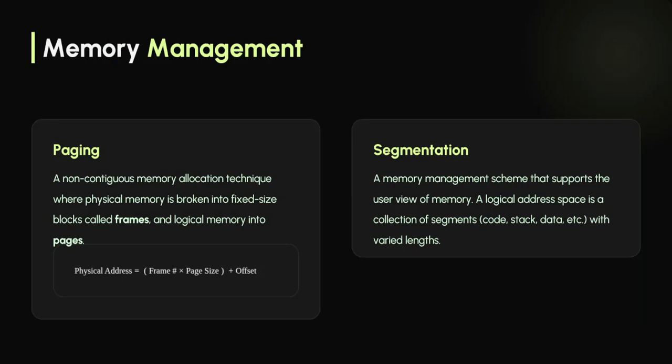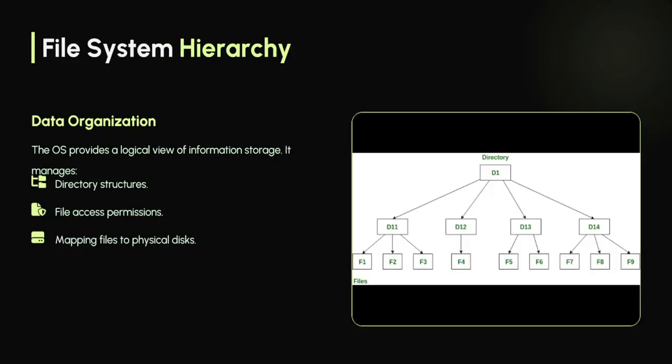In memory management, there are two techniques, paging and segmentation. Paging is a non-continuous memory allocation technique where physical memory is broken into fixed size blocks called frames and logical memory into pages. Segmentation is a memory management scheme that supports a user view of memory. A logical address space is a collection of segments like code, stack, data, etc. with varied lengths. This is also another chapter in your operating system. We will discuss it in more detail in our next session.